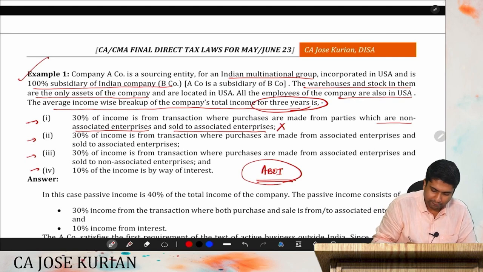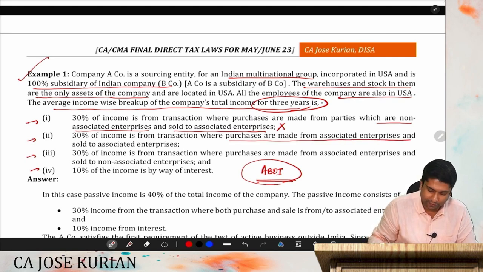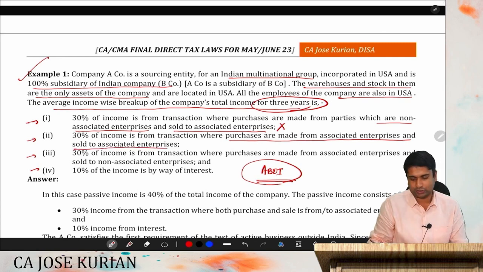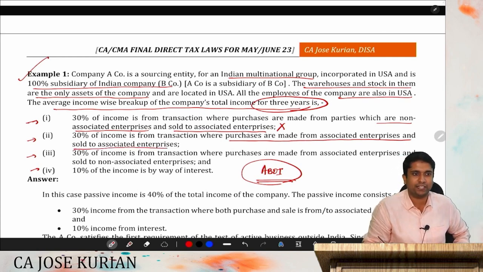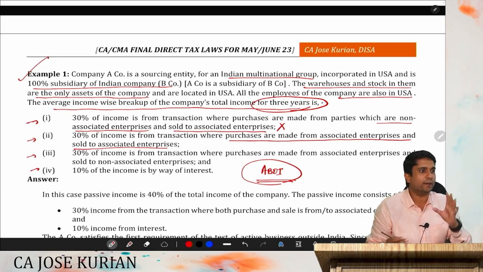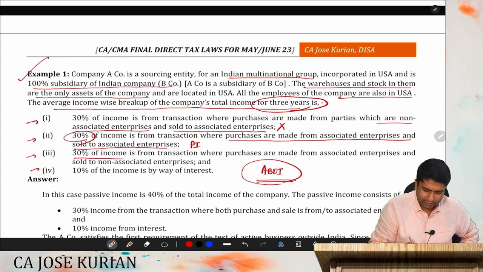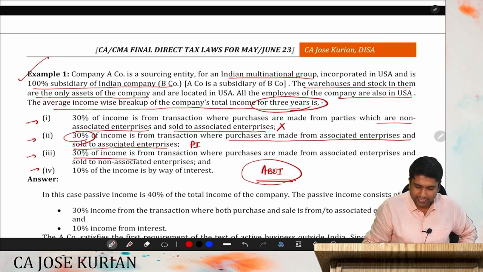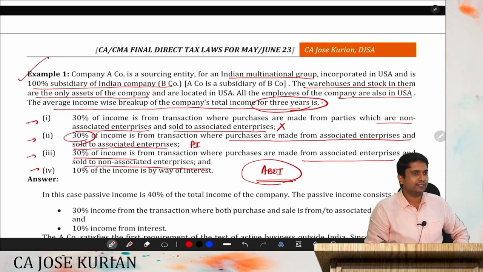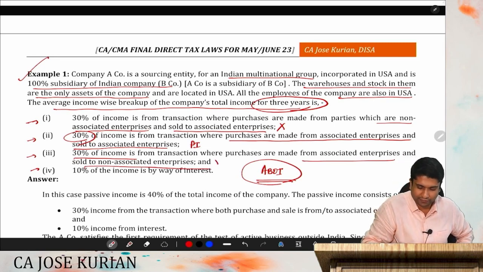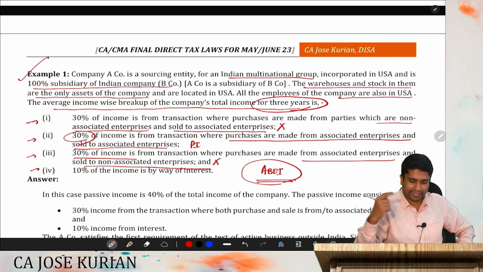Number two, 30% of income from transactions where purchases are from an associated enterprise and sold to an associated enterprise. Can you call it passive income? Yes. Why? Both the purchase and sale are to or from an associated entity, and hence this will be a passive income. I'll call it PI, passive income. Then the third one, 30% of income is from transactions where purchases are from A and sold to non-A. Passive income or not? Not passive income, because it is sold to non-A.